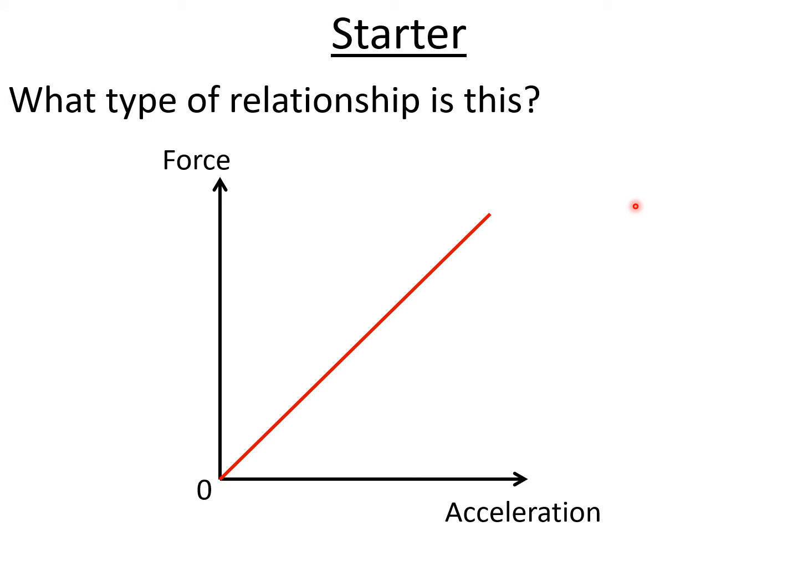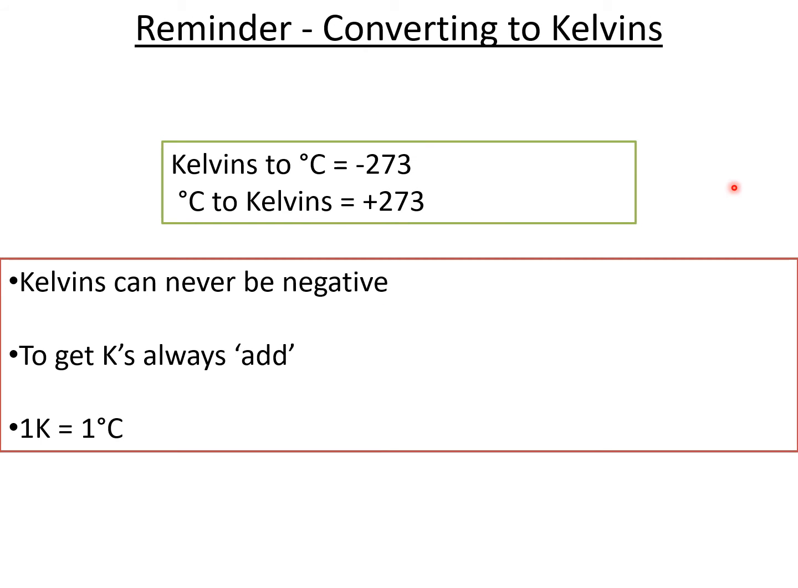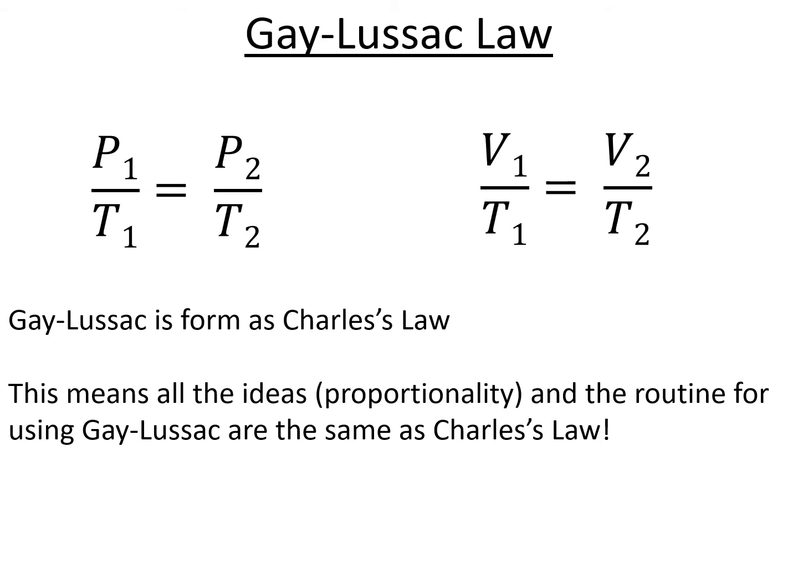So a few things you need to remember. We need to remember about a graph which looks like this is a proportional relationship. Secondly, we need to remember that to convert to kelvins, we add 273. And remember that the Gay-Lussac law and the Charles's law are mathematically both the same, and so we can share a lot of the same ideas between the two. So this will make our analysis a little bit quicker.